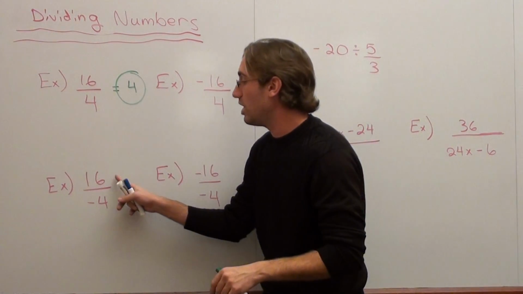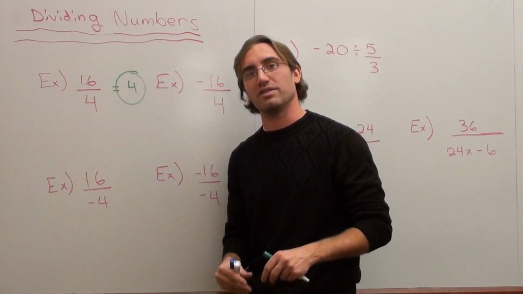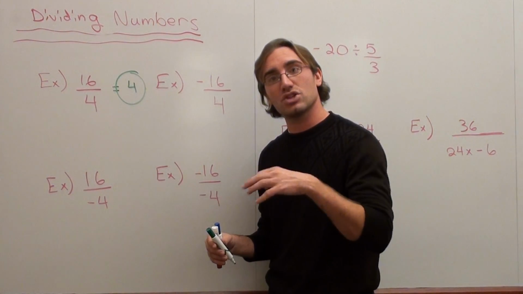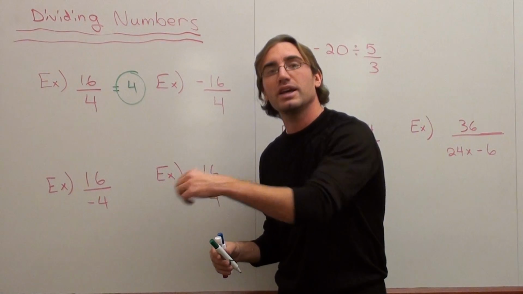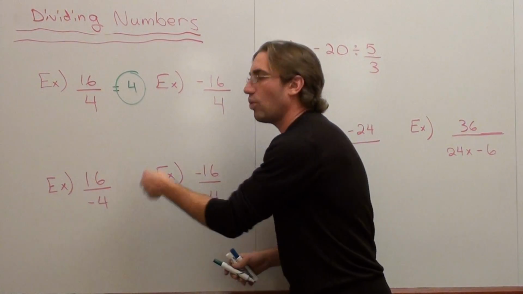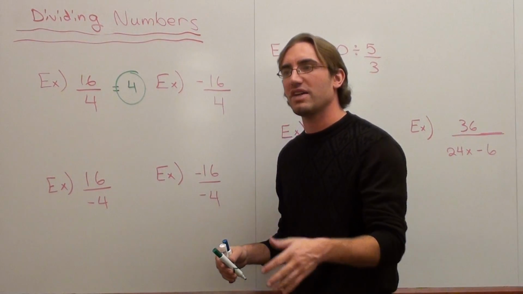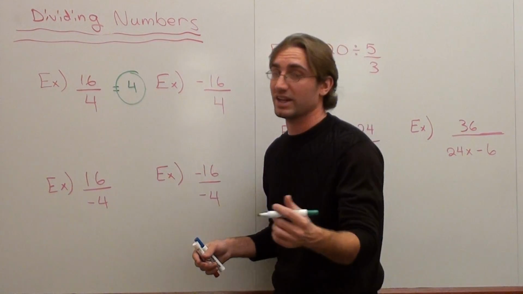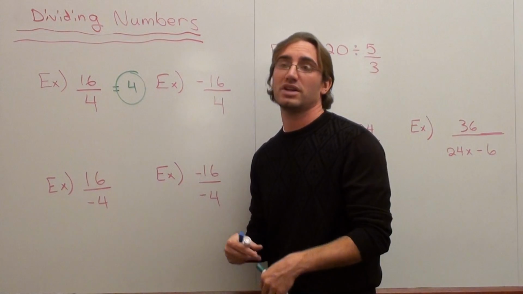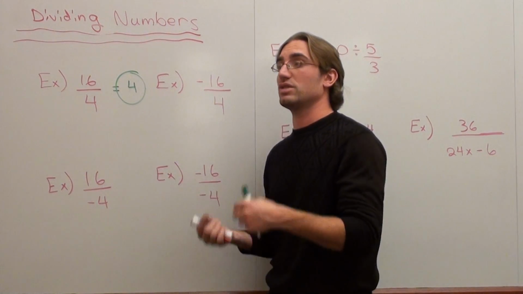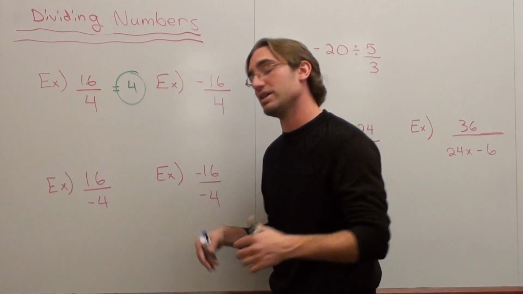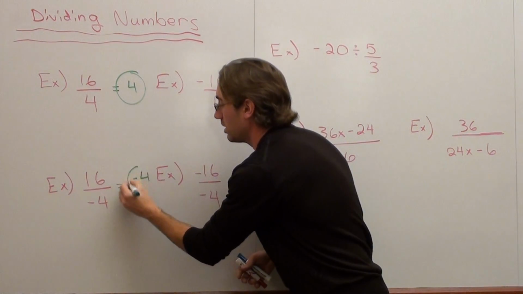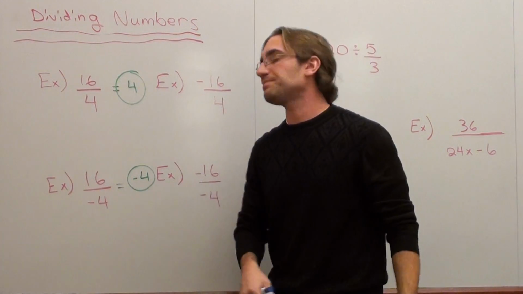Like in this example, you have a positive divided by a negative. It's the same rules. If you have an even amount of negatives that you're dividing, like with multiplying, the answer is positive. But if you have 1 negative, or 3 negatives, or 5 negatives that you're dividing, then the answer turns out to be negative. Let me say that again. If you have 1 negative, the answer is negative. If you're dividing 2 negatives, the answer is positive. So the answer is still 4, but this time it's negative 4.